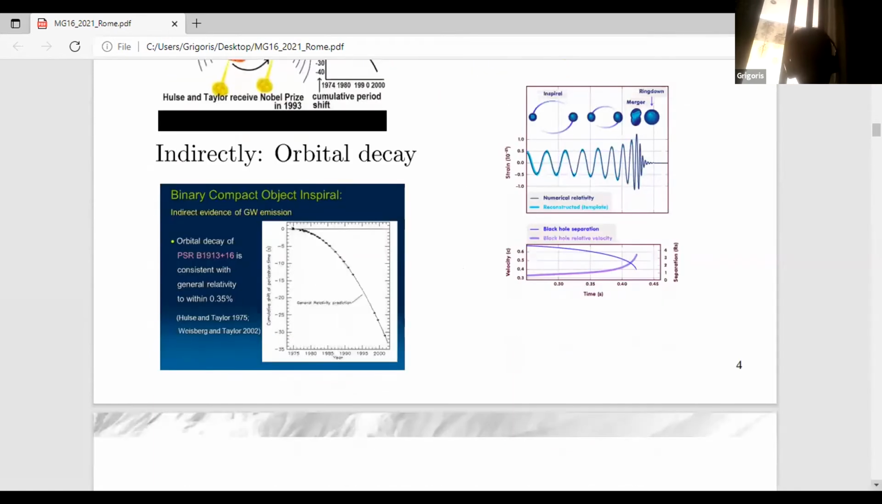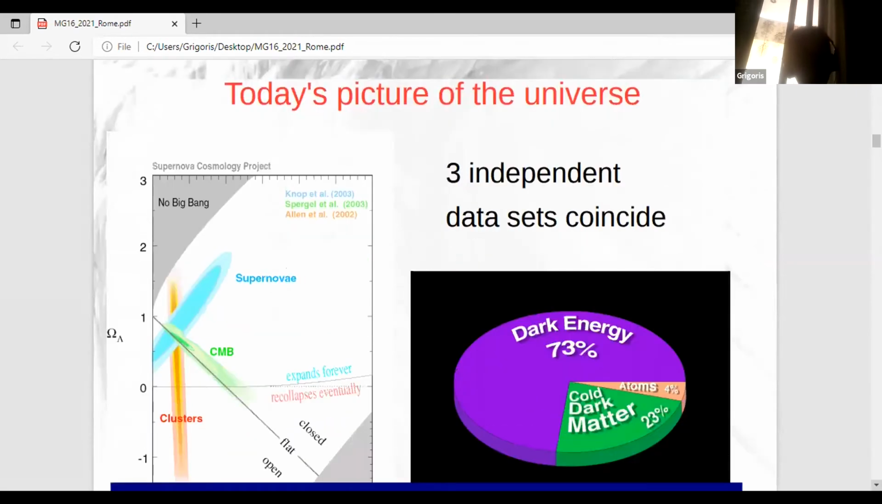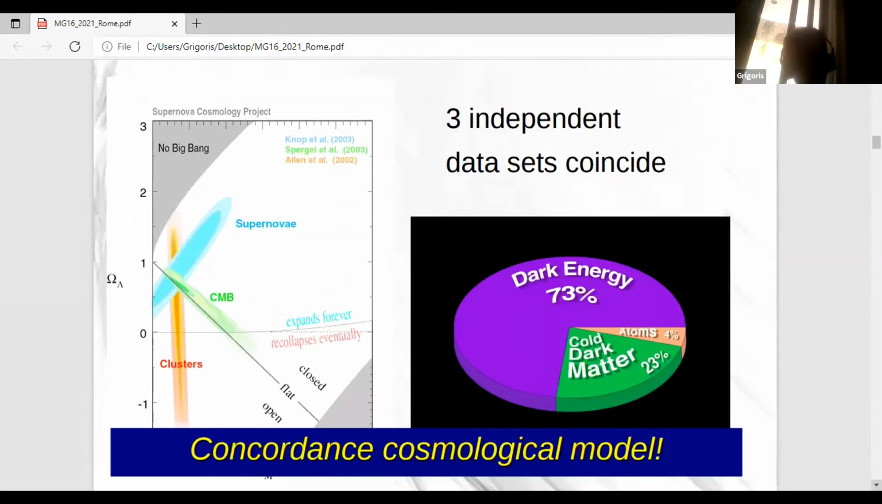So despite the success of GR, there are good reasons to believe that it should be extended at some point, for several different reasons. For example, one can mention the current cosmic acceleration. There are several data coming from cosmology and astrophysics showing that the universe is dominated by dark energy, the component that accelerates the universe.